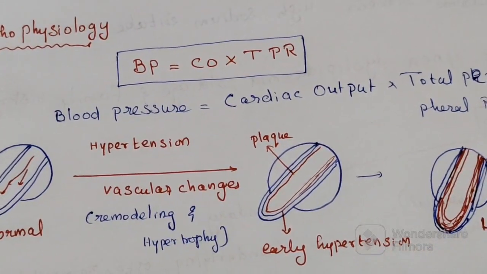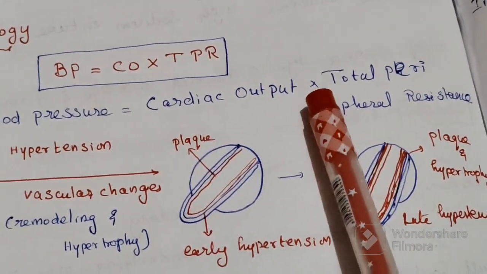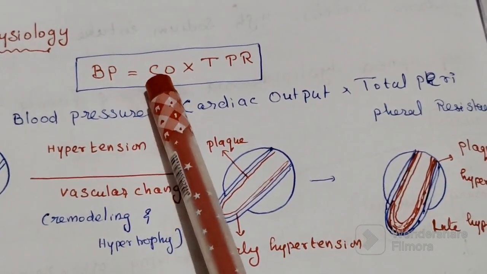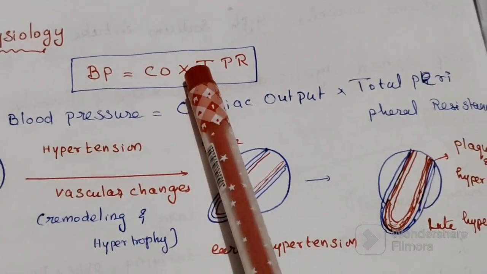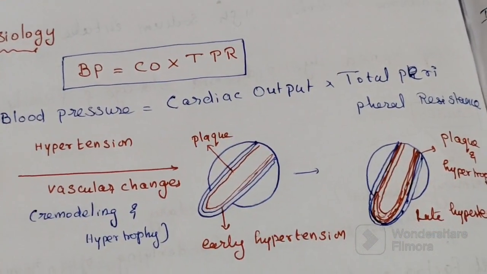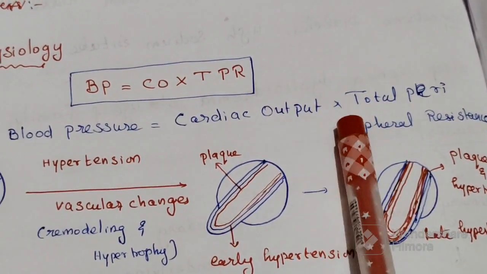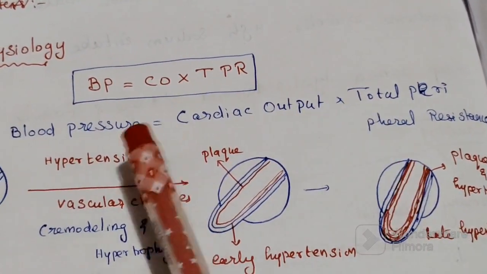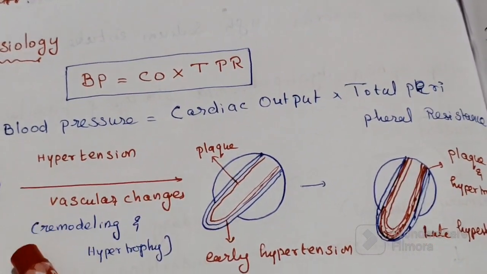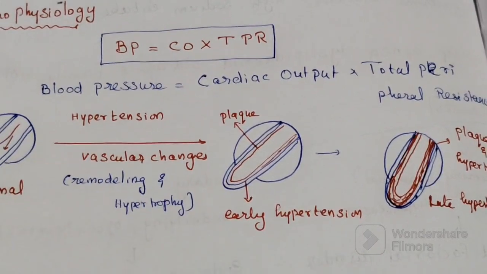Next, pathophysiology of hypertension. Blood pressure is equal to cardiac output and total peripheral resistance. When these two values change, it will affect blood pressure.